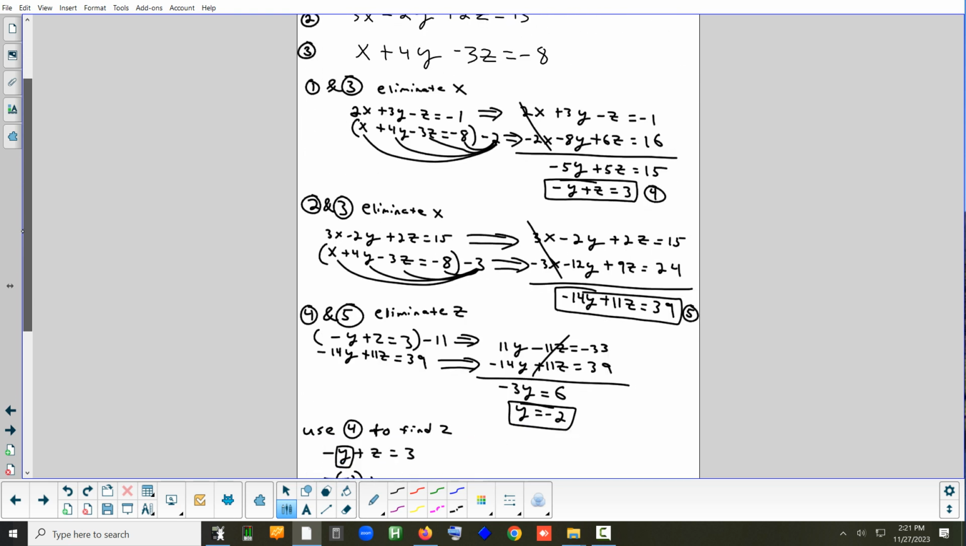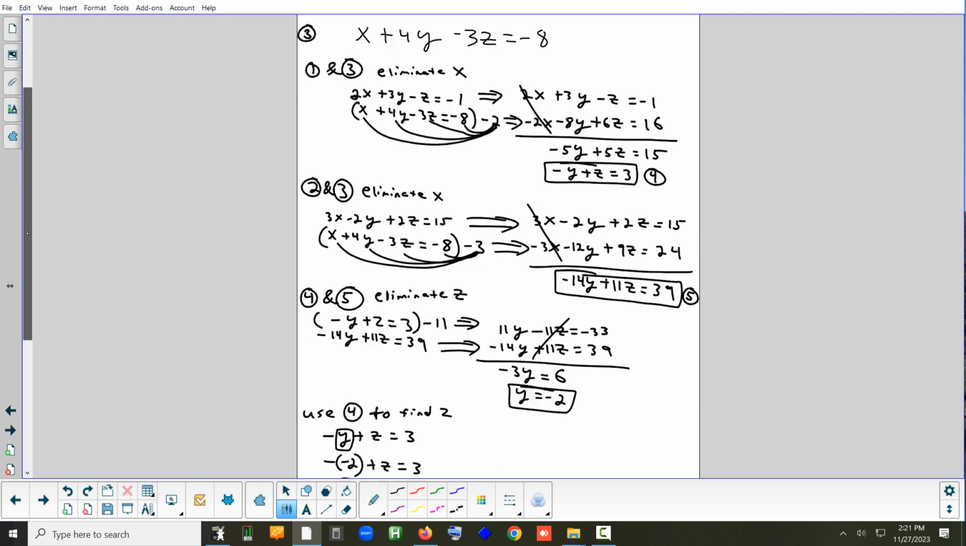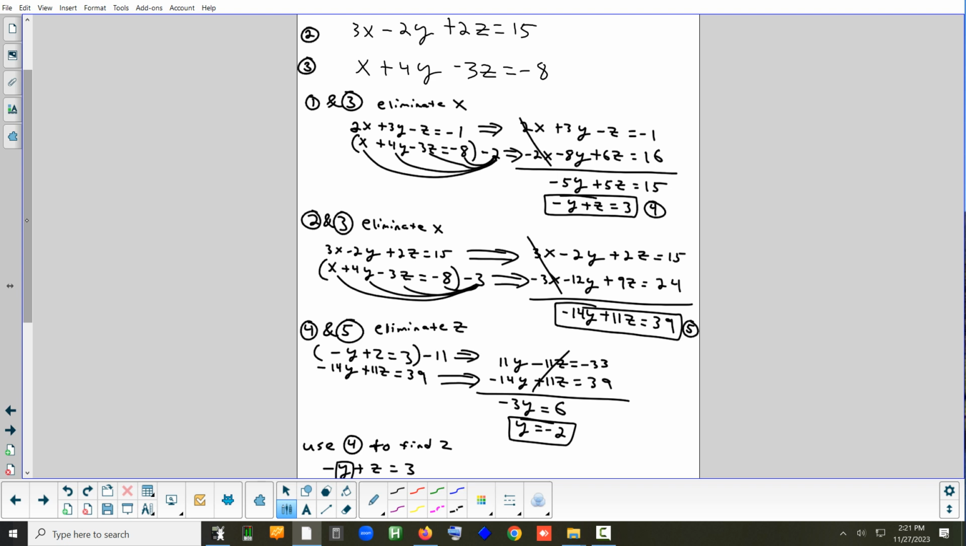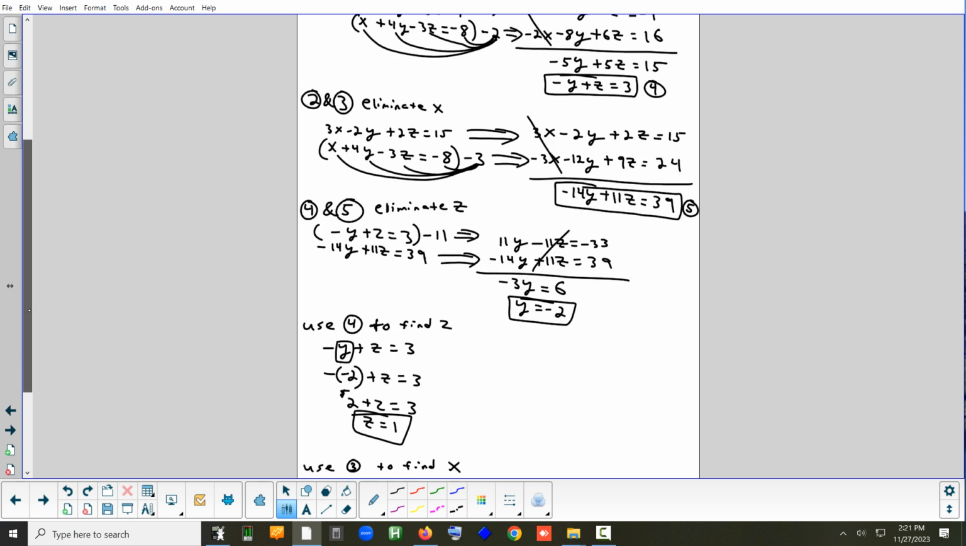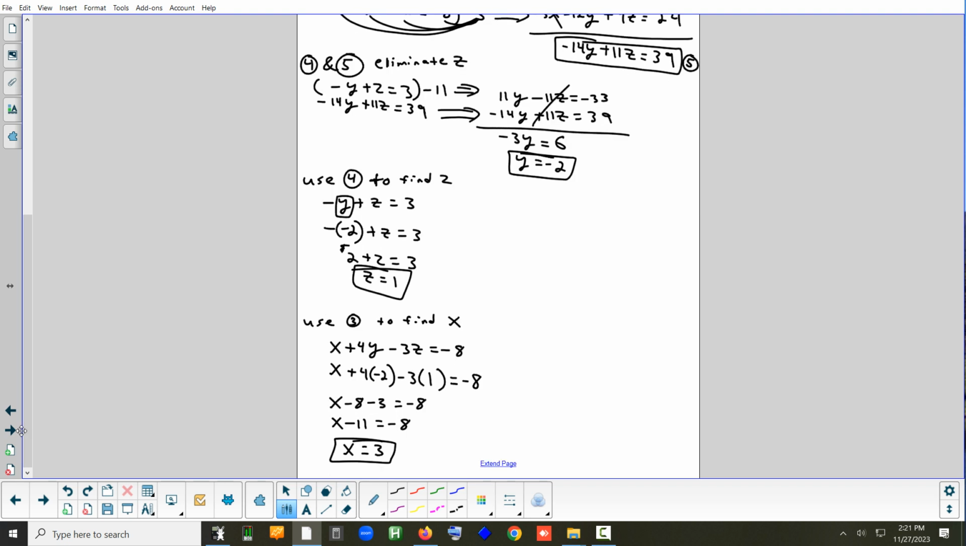Okay, so any questions on steps that we did? It was really 5 major steps. Create 2 new equations. That was steps 1 and 2. Step 3 was to get our first variable. Step 4 was our second variable. And then step 5 was the last one. Once you get the first one, you're 90% done. You did all the hard stuff.